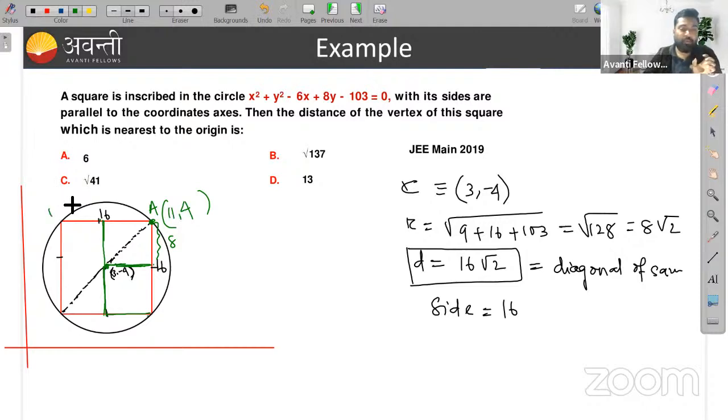Similarly, we can find the coordinates of point B also. So what will be the coordinates of point B? The y coordinate will be the same, that is 4, and the x coordinate, from here to here we have 16, that is 3 minus 8, that is minus 5. So the coordinate of point B is minus 5, 4. Similarly, can you find the coordinate of C? The x coordinate will be the same, that is minus 5, and the y coordinate is minus 4 minus 8, that is minus 12.